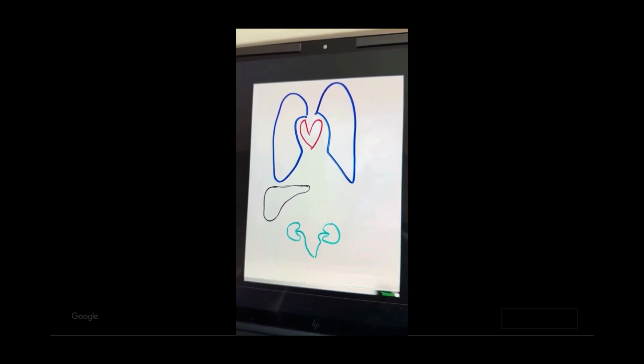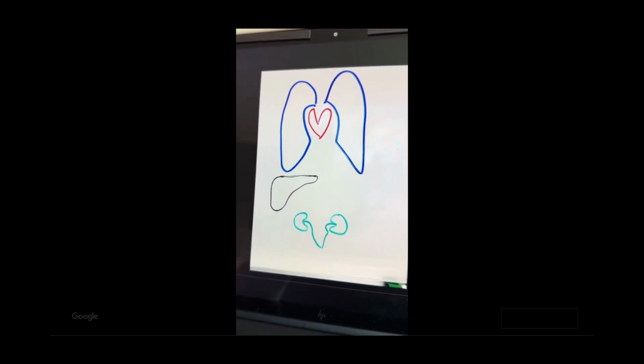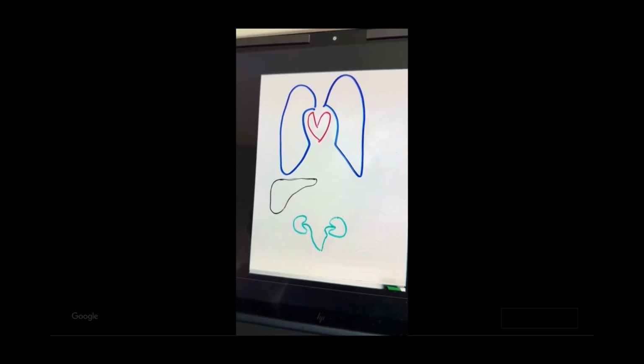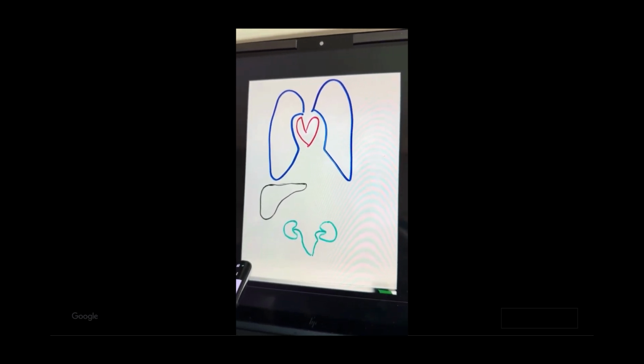If the heart and lungs fail, which are likely represented by the red and blue drawings, the organs in green, the kidneys, would eventually stop functioning as well due to lack of oxygen and blood flow.